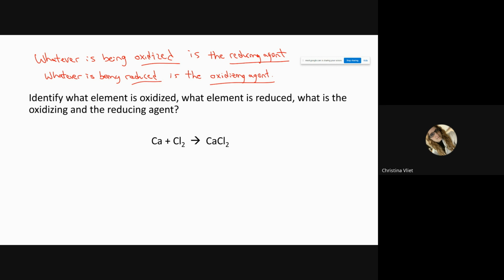Okay. So I'm giving you a little bit of time, write down a question. And so this is actually how your classwork homework is going to look, is you're going to be asked for what element is oxidized, what element is reduced, and then what is the oxidizing agent, and what is the reducing agent. For, it's like 7 or 8 different examples I have.